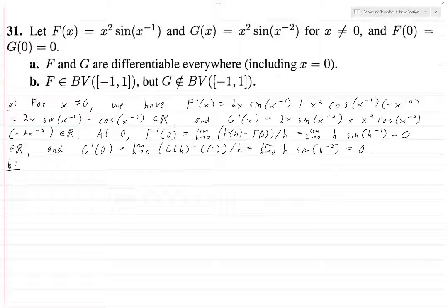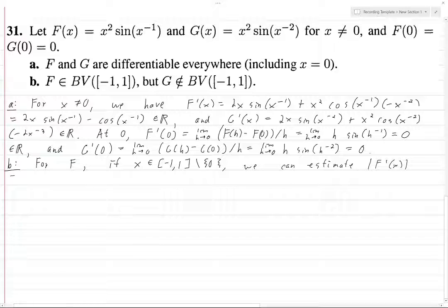So now for B, we want to prove f is in BV, but g is not. Well, BV from minus 1 to 1. So we first look at f. If x is in minus 1 to 1, minus 0, we can estimate the derivative f prime of x.